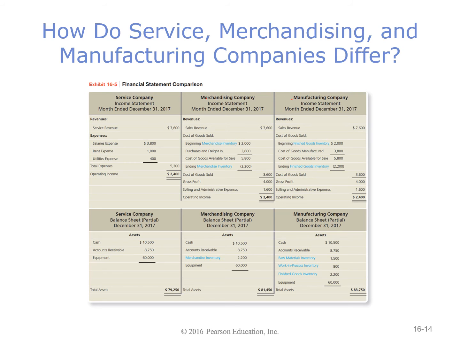In the manufacturing company we will have the same beginning and end, but we call it here the finished, not a merchandise inventory. And in the balance sheet we will have 3 types of inventory: the raw material, the work in process, and the finished goods inventory. Those are the main differences between the 3 forms of companies.